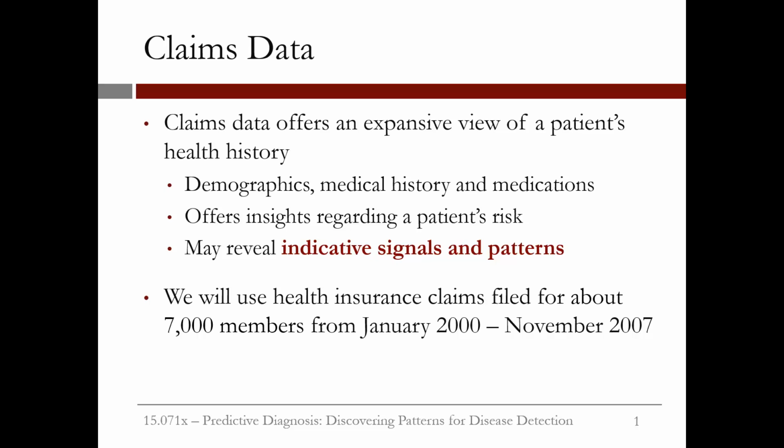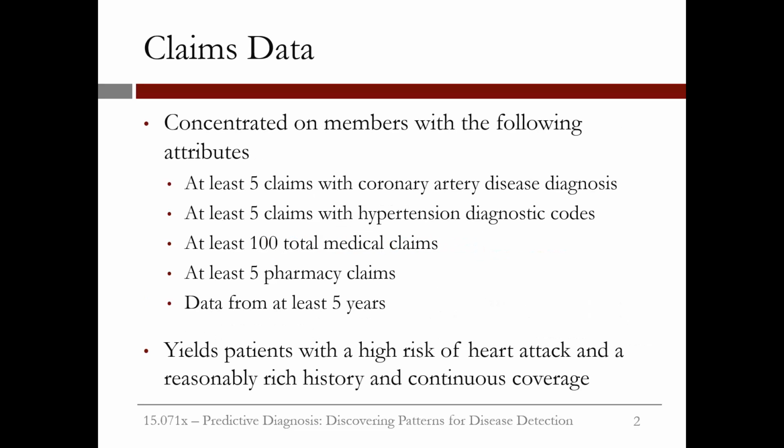We'll use health insurance claims filed for about 7,000 members from January 2000 until November 2007. We concentrated on members with the following attributes: at least 5 claims with coronary artery disease diagnosis, at least 5 claims with hypertension diagnostic codes, at least 100 total medical claims, at least 5 pharmacy claims, and data from at least 5 years. These selections yield patients with a high risk of heart attack and a reasonably rich medical history with continuous coverage.